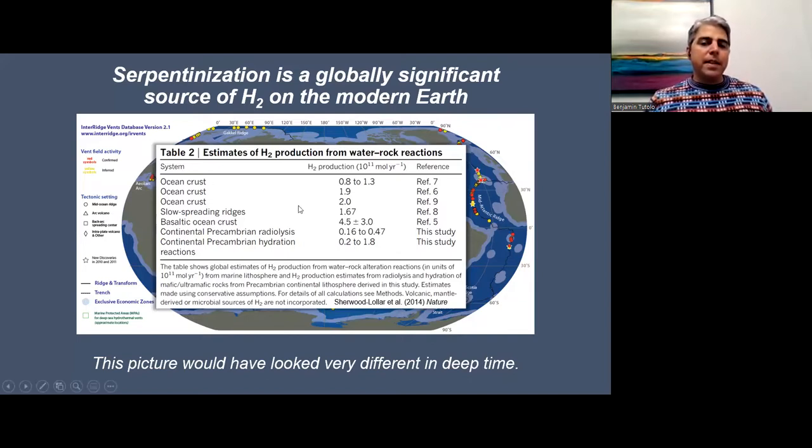And so what we see is that there are these different estimates for the oceanic crust, but if you really focus on the slow spreading ridges, the places where mantle peridotite will come into contact with seawater, we see that that number is as much as or higher than the total sum of hydrogen production over the entire oceanic crust, meaning that, again, serpentinization is a globally significant source of hydrogen on the modern Earth.